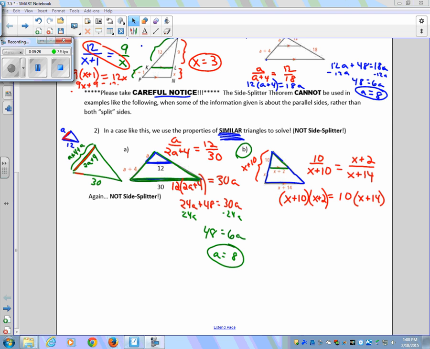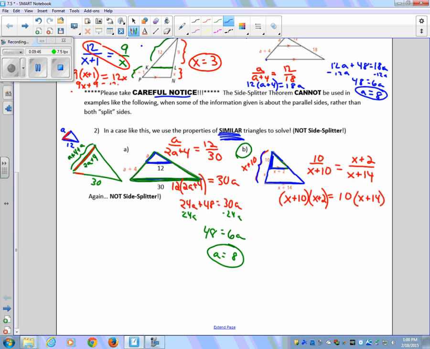Okay, so you should have set up your proportion this way. 10 is to x plus 10, so the left-hand side of the little triangle is to the whole left side of the big triangle, as x plus 2, the base, is to x plus 14.